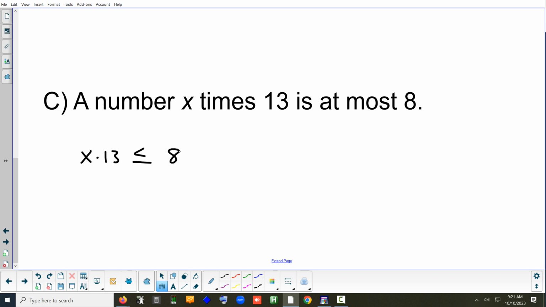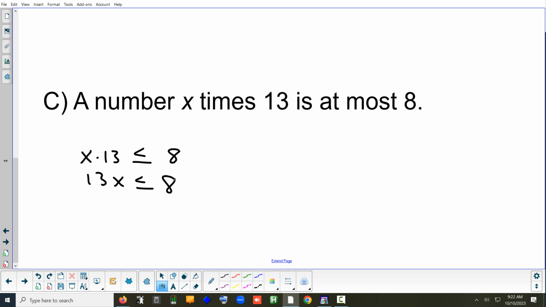Typically, when you have x times 13, how do we write that? Okay, not how would you solve it? What's another way to write x times 13? 13x. Yeah, normally we would do this. So normally we would do 13x is less than or equal to 8. But x times 13, it's okay.